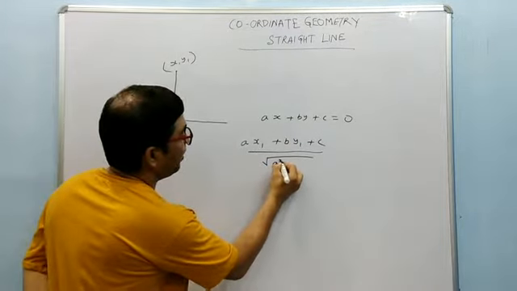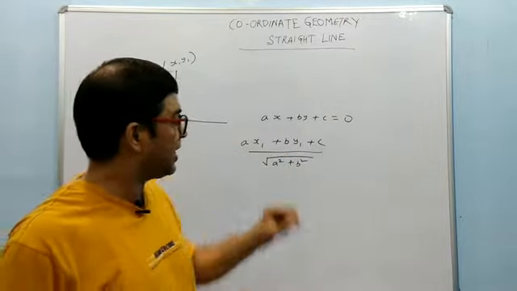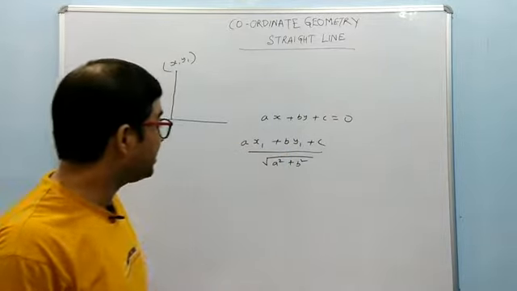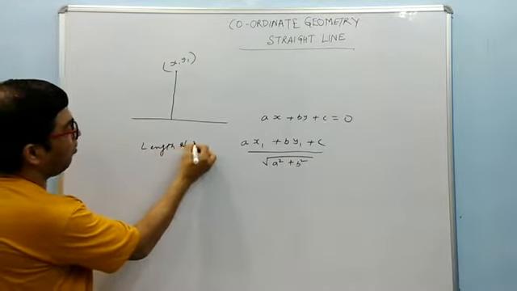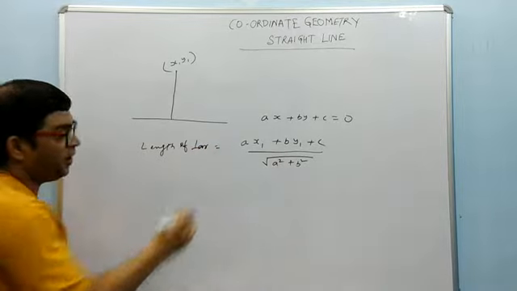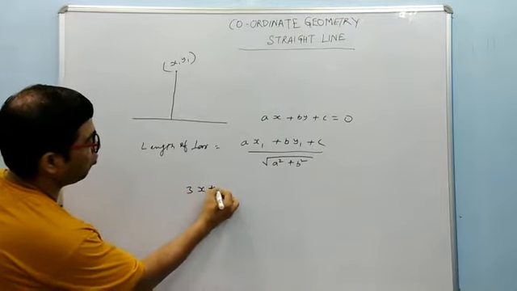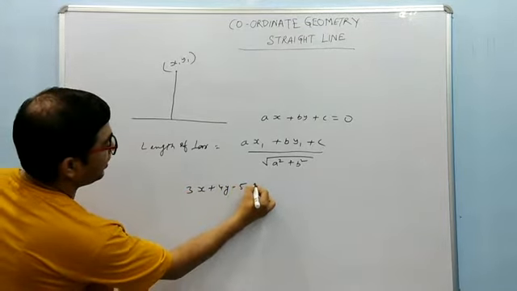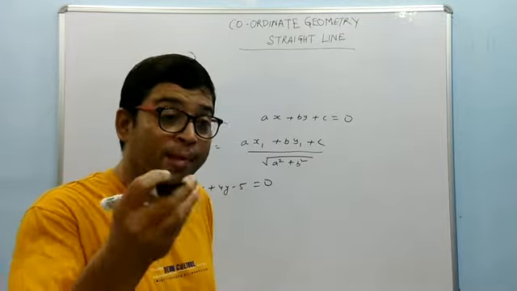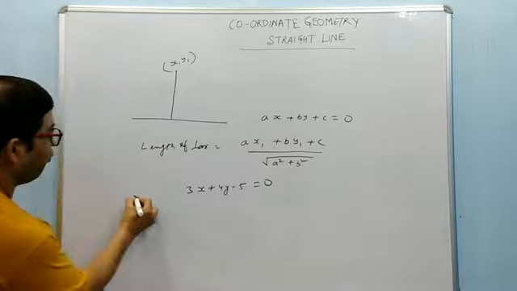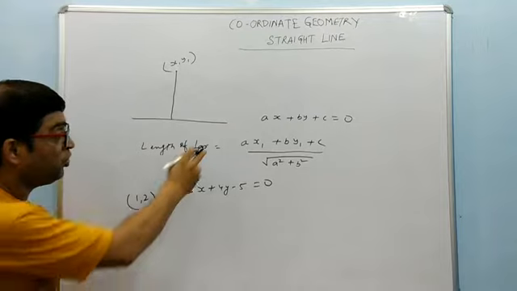What are a and b? a is the coefficient of x and b is the coefficient of y. This is the length of perpendicular. Very important: length of perpendicular from a point on a given line. Suppose I am taking a line in this fashion, 3x plus 4y minus 5 is equal to 0, and I have to drop a perpendicular from the point 1 comma 2 on this line. What will that be? I told you the technique.